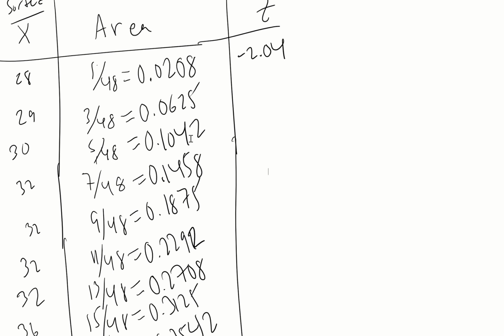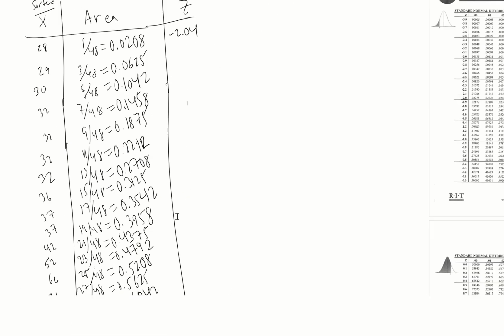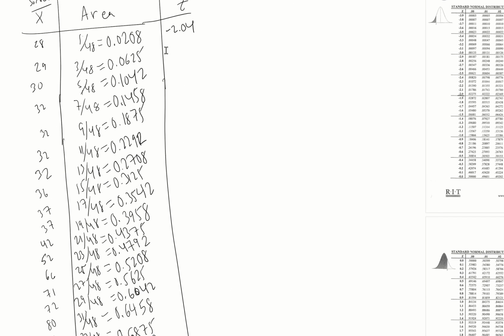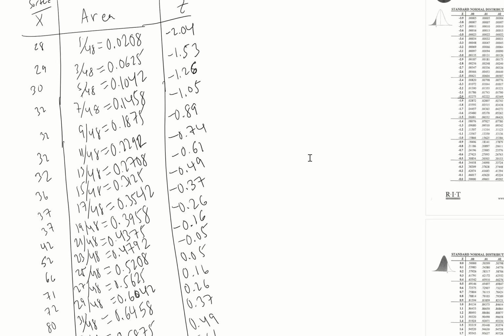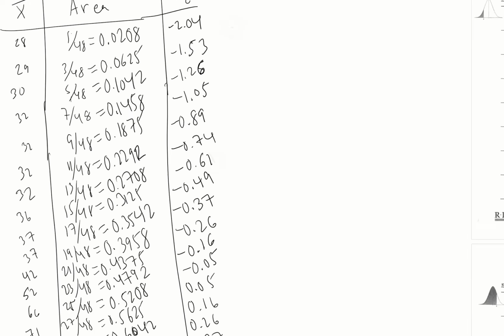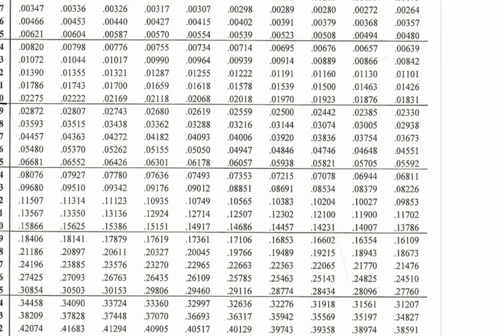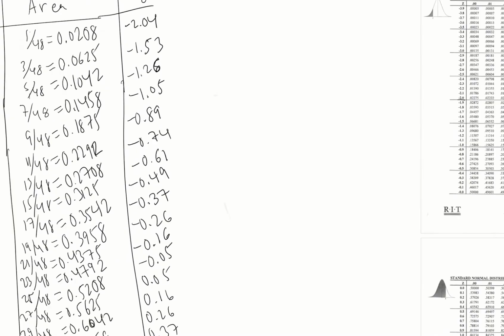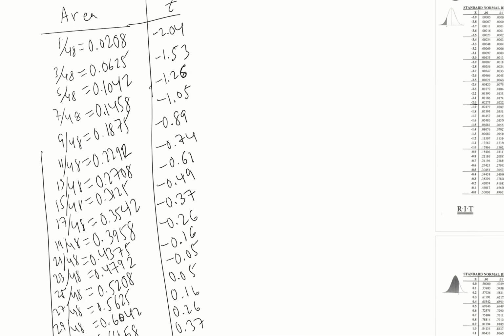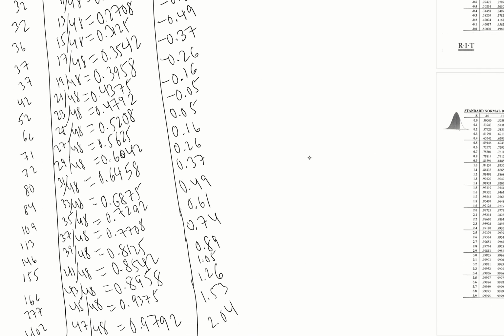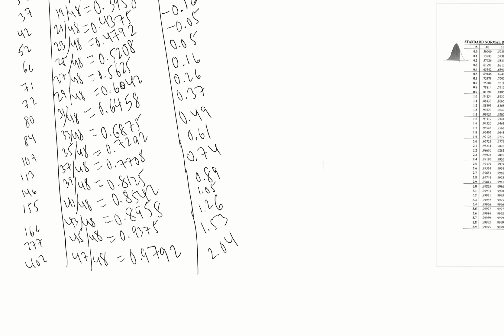You do this for each of these areas. The good thing is we only have to do half the values, because half are going to be negative and half positive. We went ahead and found the rest of the z-values using the areas and looking them up on the table. Notice that it becomes symmetric, so the values repeat.